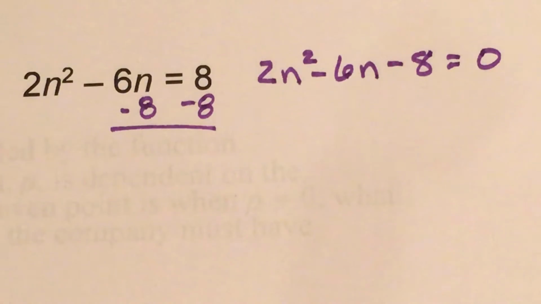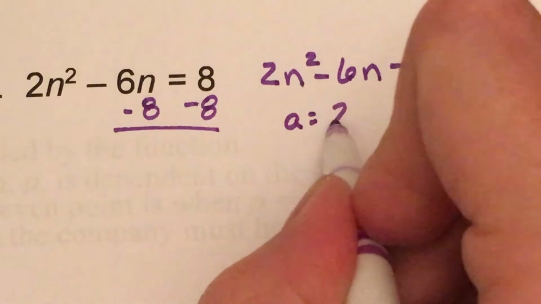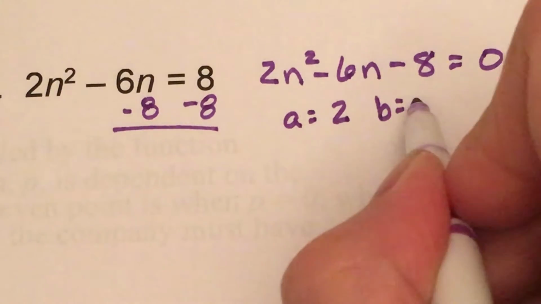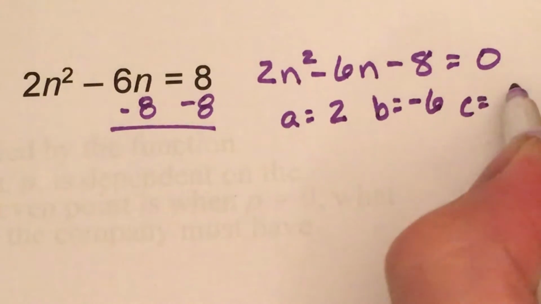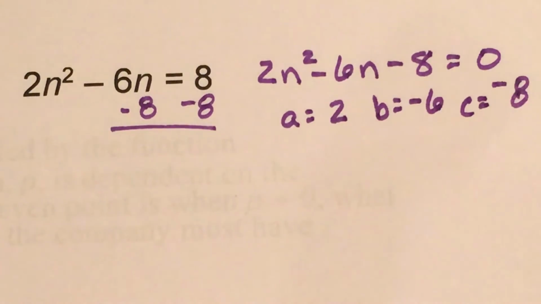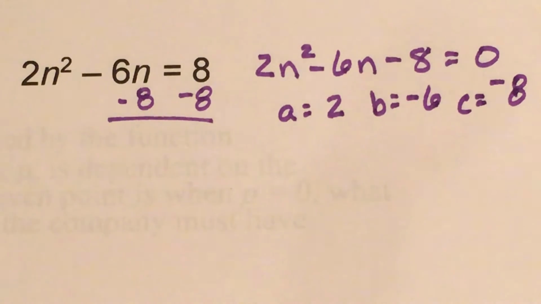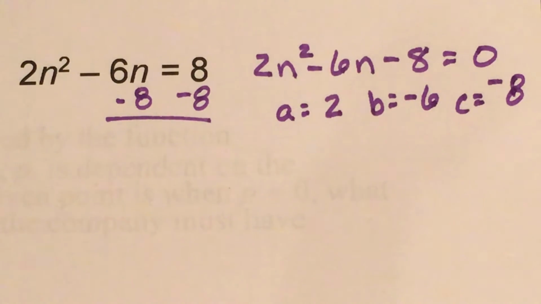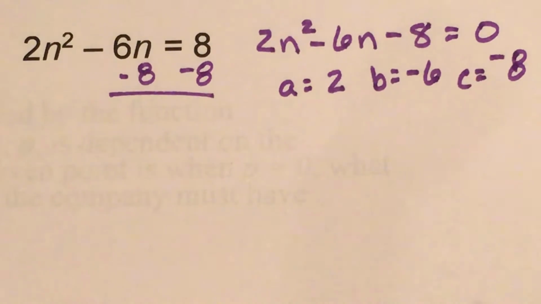All right? So let's go find a, b, and c. A equals 2. B equals -6, and C equals -8. Awesome. All right. This is the careful part. We're going to very carefully fill in the blanks. Here we go.